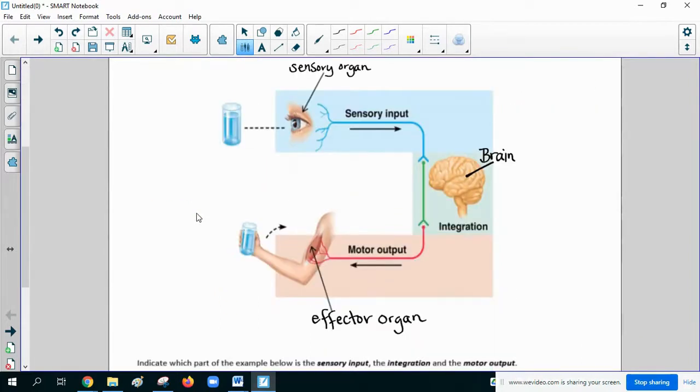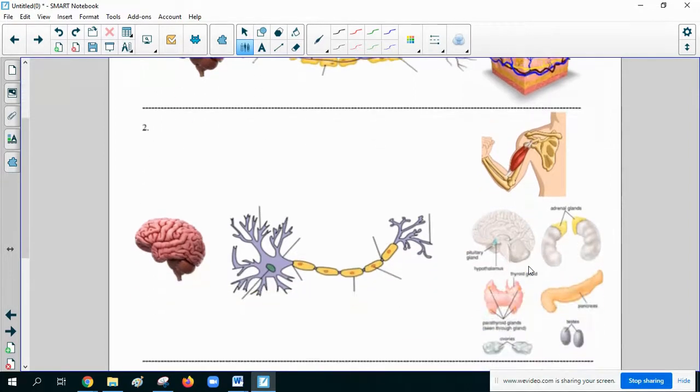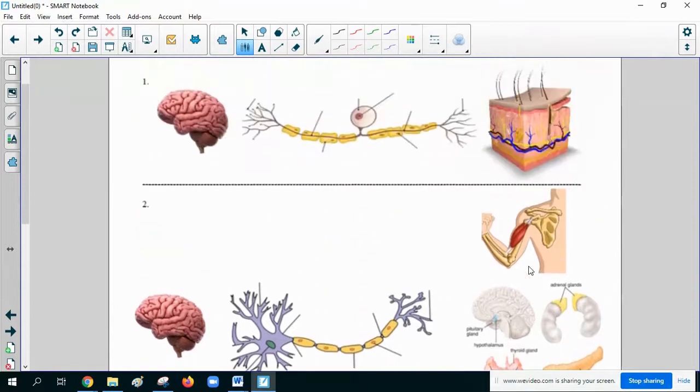Okay, let's move on to the types of neurons. The types of neurons are 100% directly related to the functions that we just mentioned. So this page looks a little complicated. We do see some things that we recognize, so I want to go ahead and label those things before we get any further.